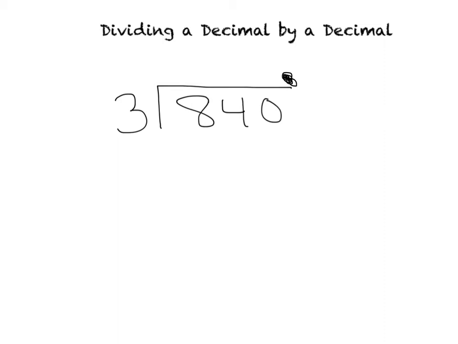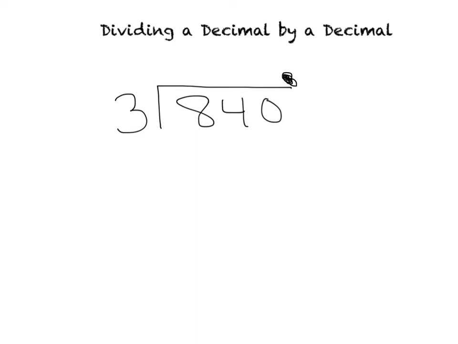The reason why you want to bring that decimal up is because there are going to be times that you're going to divide, and it's not going to divide evenly. You're going to end up dividing into a decimal. So that's why bringing up that decimal point is extremely important. And now all we do is divide as normal. So let's go through it.